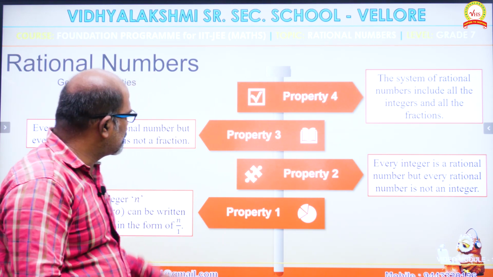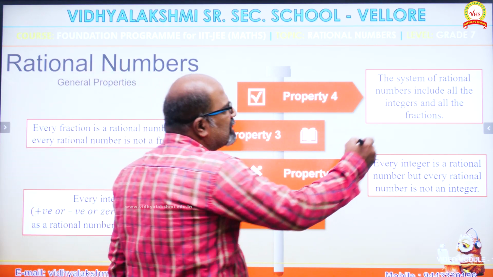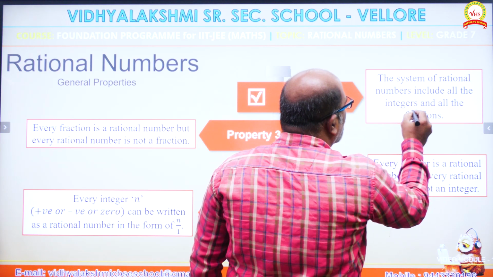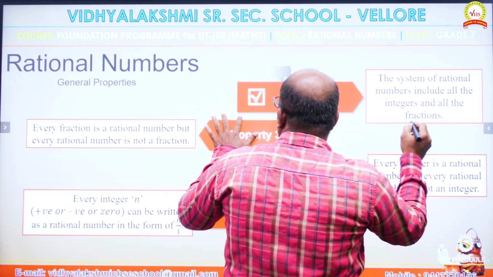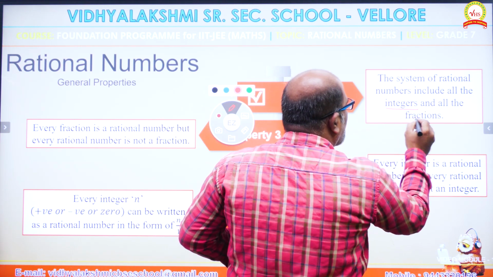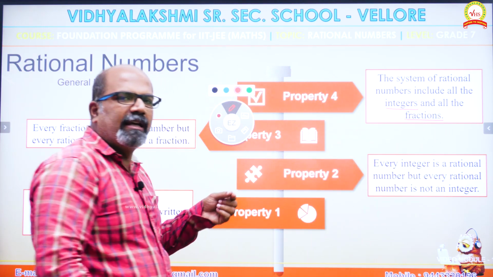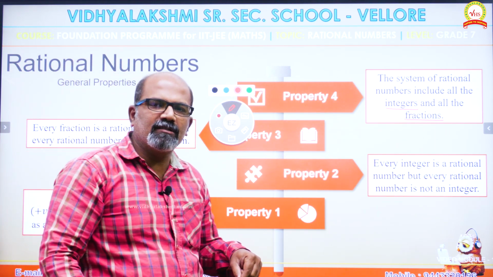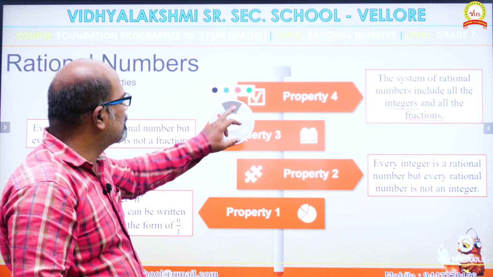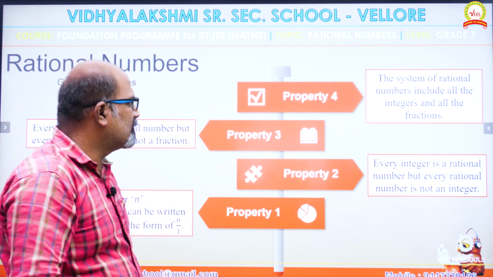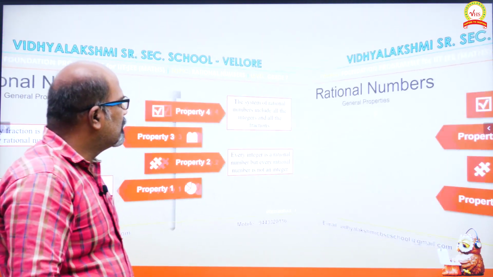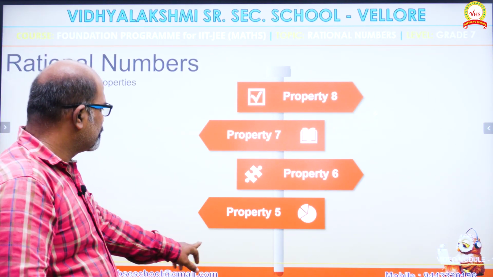Now we are moving into the fourth property, which is nothing but the summary of this property. It tells us that the system of rational numbers includes all the integers and fractions. So all the integers are included inside the rational numbers, and also all the fractions are included inside the rational numbers. That is what it tells us.